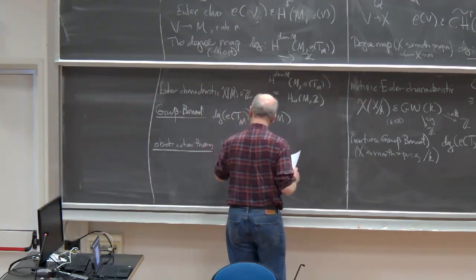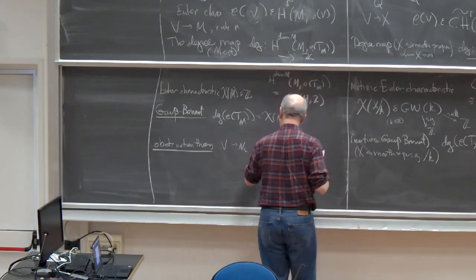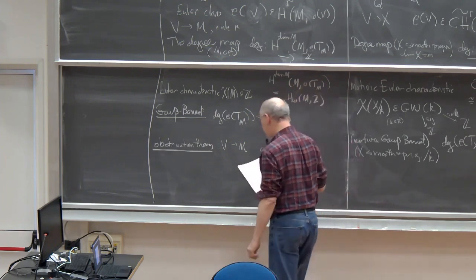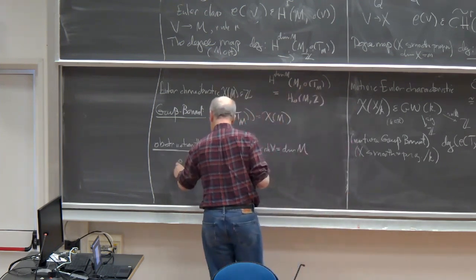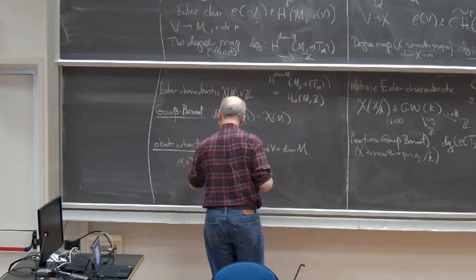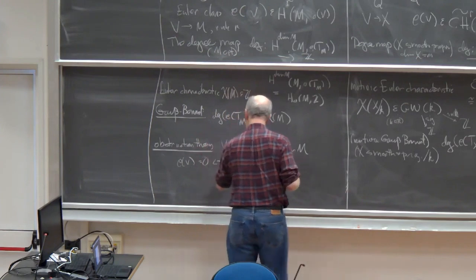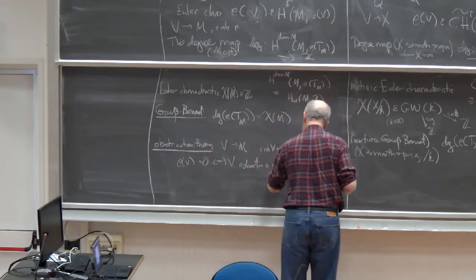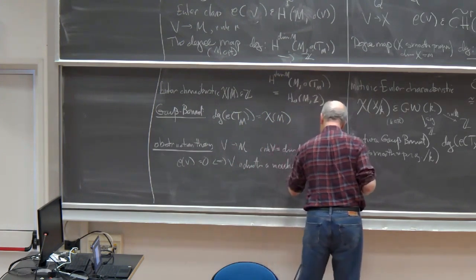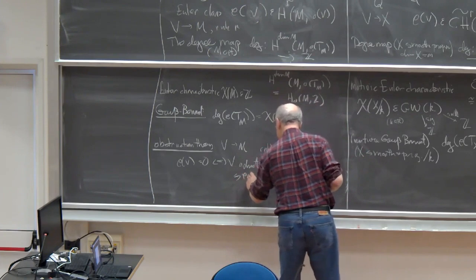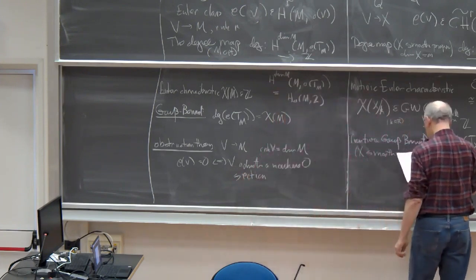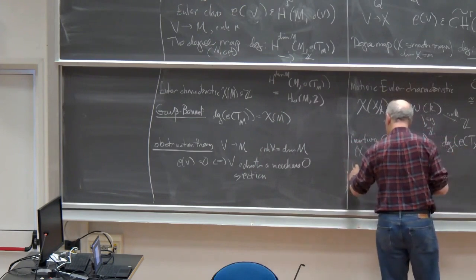V on M, rank of V equals dimension of M, maybe M should be a compact manifold, then the Euler class of V equals 0 if and only if V admits a nowhere zero section. Okay, and we have the same thing here. This is a theorem of Morel.